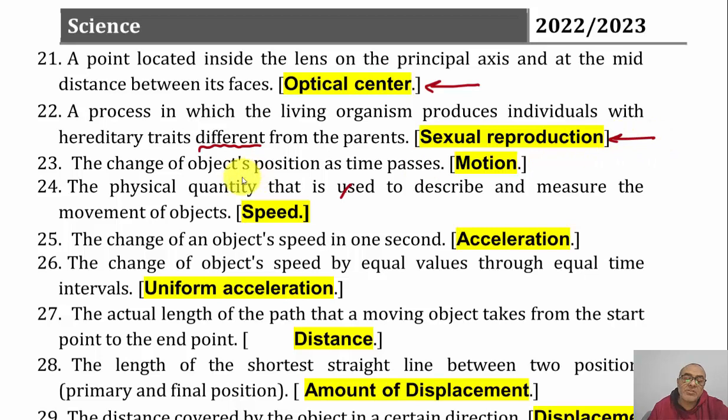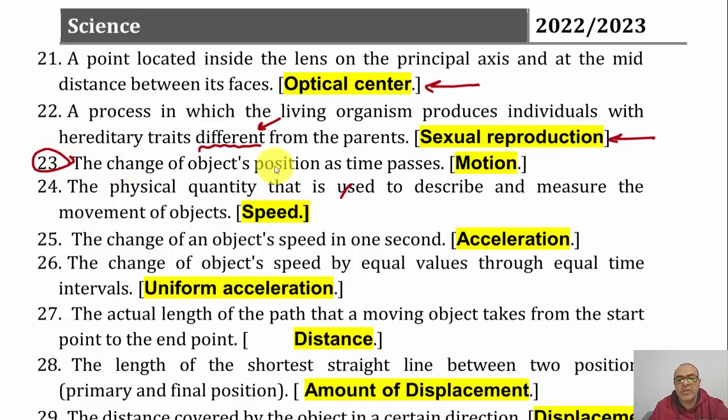Every question, my dear students, has a keyword. Read the question more than one time, please, because each question has its answer hidden in a keyword like this. Different traits means sexual. Question number 23, are you still with me?